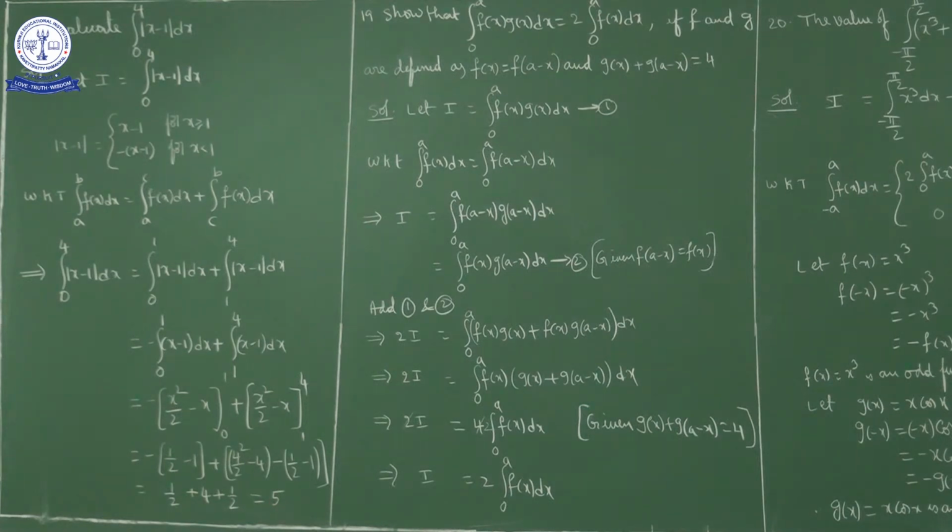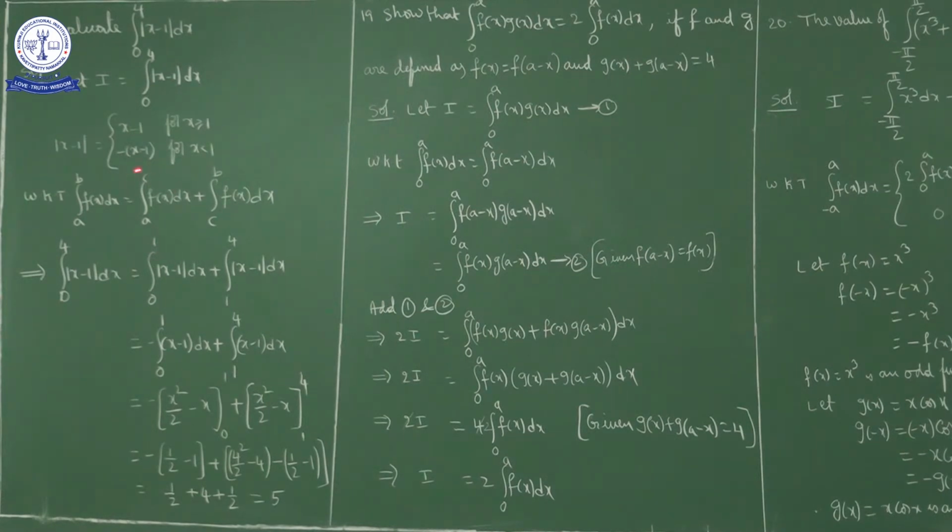Okay, I will repeat once again. Here the question is to evaluate the integral 0 to 4 modulus of x minus 1 dx. First of all, mod x minus 1, what can we write? x minus 1 for x greater than or equal to 1, and minus of x minus 1 for x less than 1. So I will split the interval 0 to 4: integral 0 to 1 mod x minus 1 dx plus integral 1 to 4 mod x minus 1 dx.